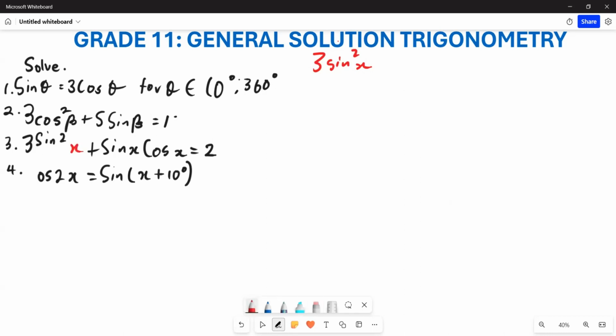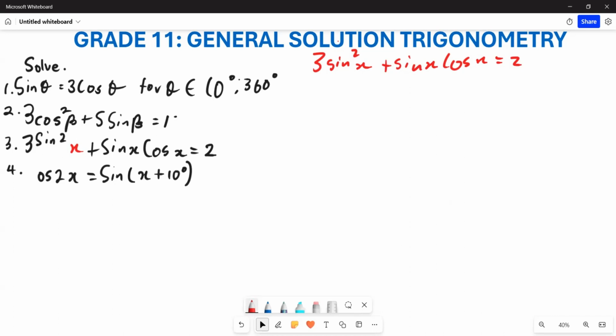So which means we are saying here you are having 3 sine squared x plus sine of x cos of x is equal to 2. That's okay. Yes. Now, what is it that you are going to have in here?